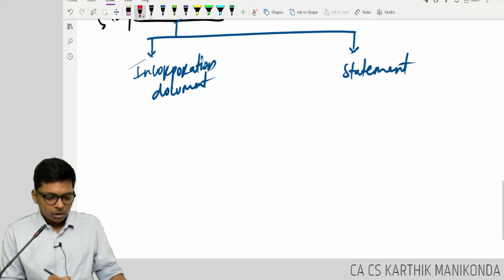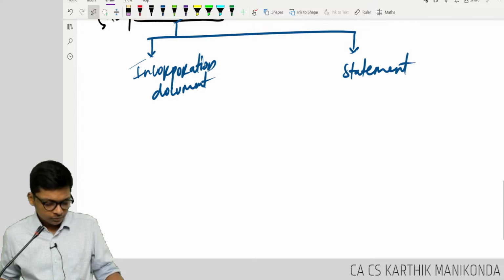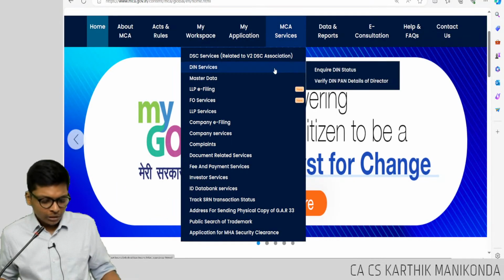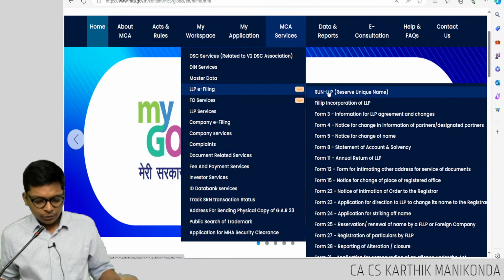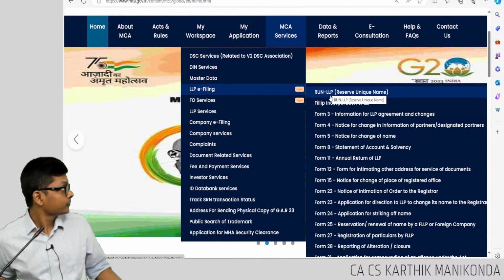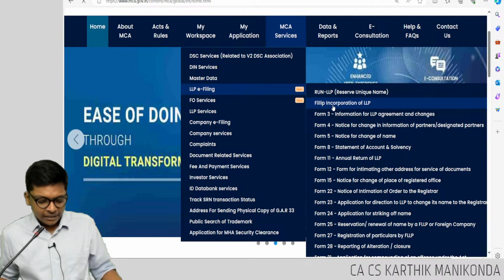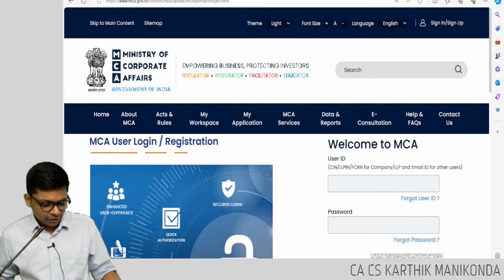Now, where will I file this electronic filing? I just showed this website, guys. Here you will go to LLP e-filing. Can you see here, guys? Can you see here? Reserve unique name. You will reserve the name. Filing incorporation of LLP. If I click here, first they will ask me to log in. Okay, you have to log in and then you have to file all of that.